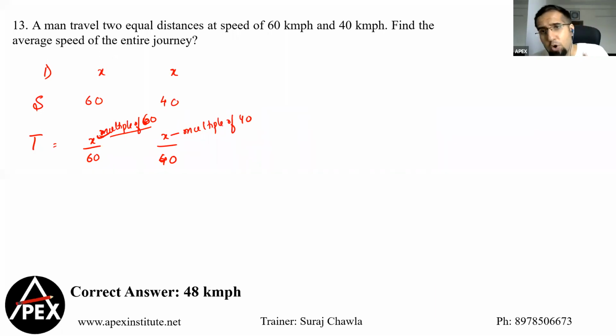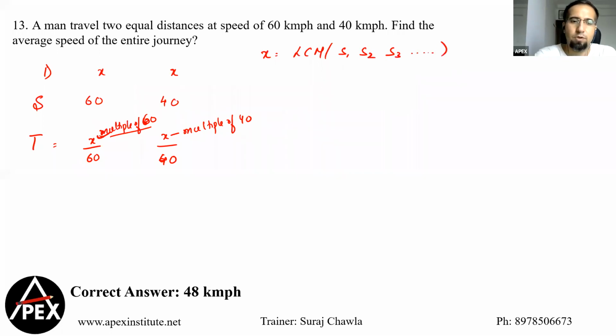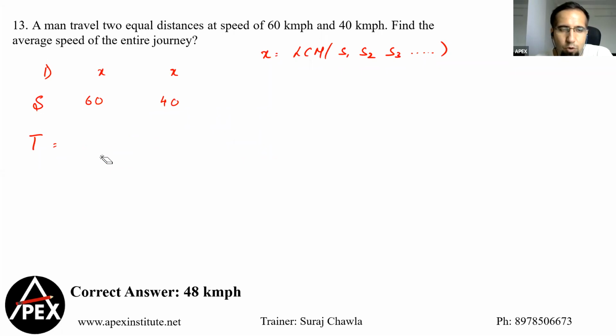So remember, whenever equal distances are covered, assume each part of the distance. I repeat, x is each part. Assume each part of the distance as the LCM of the speeds given to you. Clear, guys? Each part of the distance is the LCM of speeds given to us. So I would assume x to be the LCM of 60 and 40.